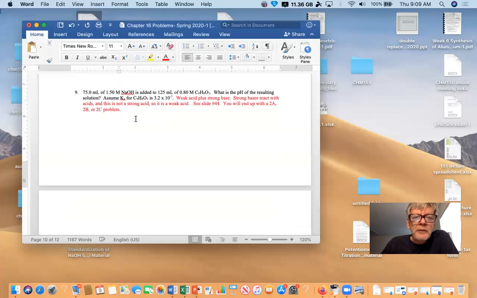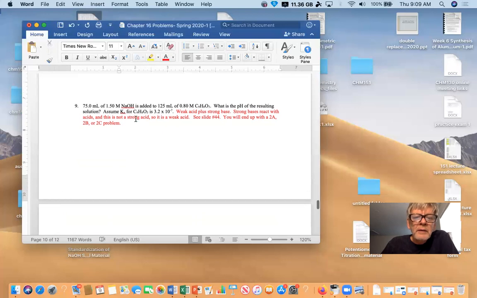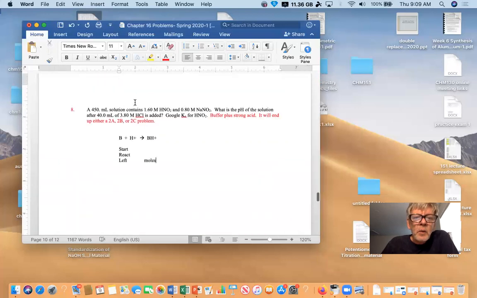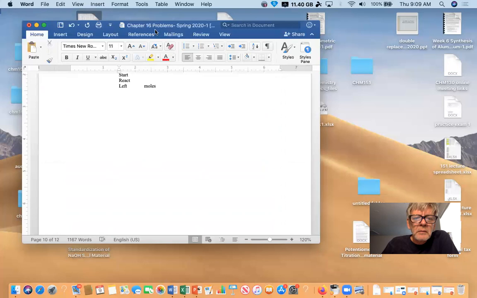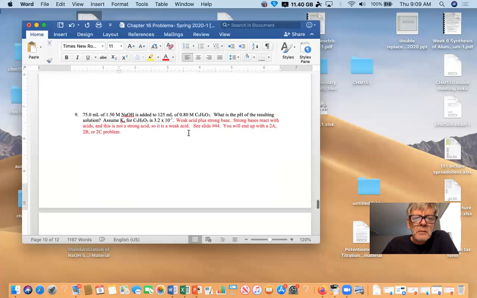So problem 9 is basically the same thing as problem 8, except in problem 8, we had a buffer and a strong acid. Well, here, no, this isn't a buffer problem. We know it's an acid-base problem, but we see there's only 2 things present. Now, the reason why I put this one in here is you probably have never heard of that. And that's exactly why I put it there.